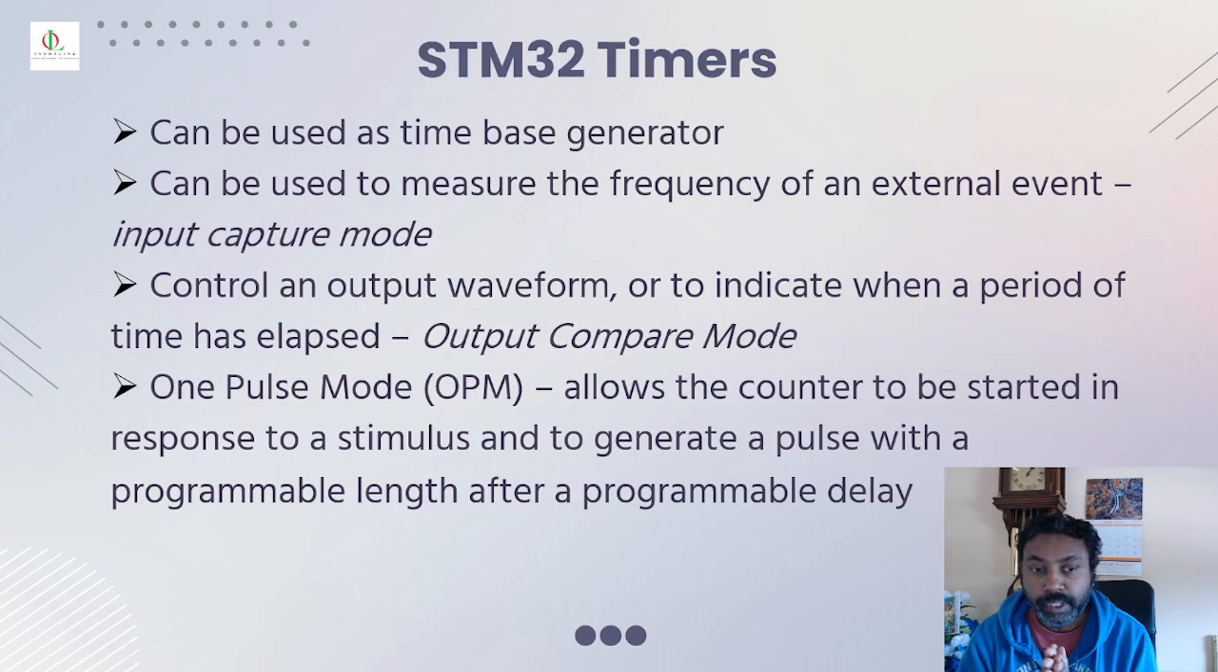Also, there is a third one called one pulse mode. One pulse mode is a counter that starts in response to a stimulus, and it generates a pulse, which turns out to be a programmable delay. It depends on how long the pulse stays. So these are all the different timer modes that you could use in your project.